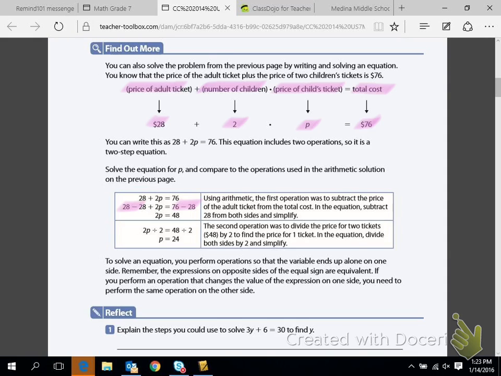Equations are made up of equivalent expressions, so we must keep things equivalent, meaning we must balance both sides. The second operation was to divide the price for 2 tickets, which was $48, by 2 to find the price for 1 ticket. So that is where we would divide by 2, and again, you must divide on both sides and simplify. You must keep things balanced. So to solve an equation, you perform operations so that the variable ends up alone. And when the variable ends up alone, we call that isolating the variable.